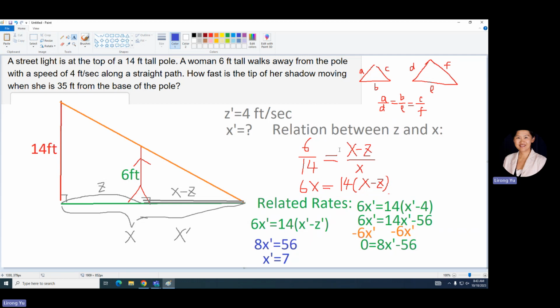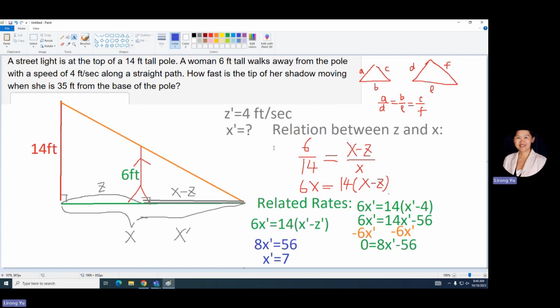And you can see from the conclusion that when we are calculating the relation between the rates, we did not have to use the 35. Maybe that means that if you are 1 foot from the pole, walking away 4 feet per second, your shadow is moving at 7 feet per second. If you're 10 feet away from the pole, walking away 4 feet per second, you still have 7 feet per second. So as long as this person is moving away at a constant rate, the shadow is moving away at the same rate. That's my understanding.